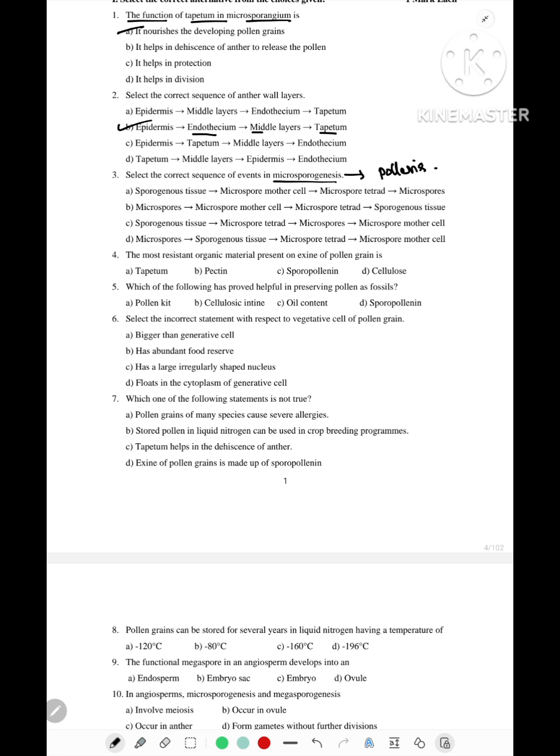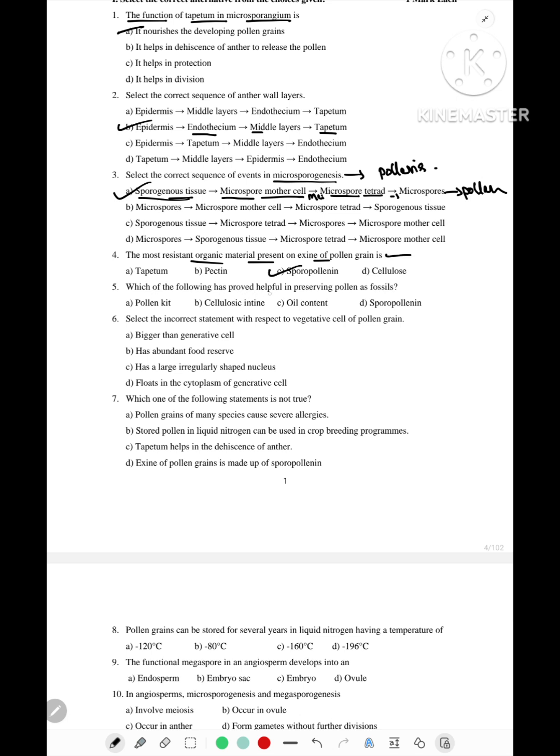And the answer is: sporogenous tissues will undergo development into microspore mother cell. Microspore mother cells will undergo meiosis and produce microspore tetrad. Each microspore cell in the microspore tetrad will develop into a microspore. Finally, these microspores transform into pollen grains. So the answer is A. The most resistant organic material present on the exine wall of pollen grains is sporopollenin.